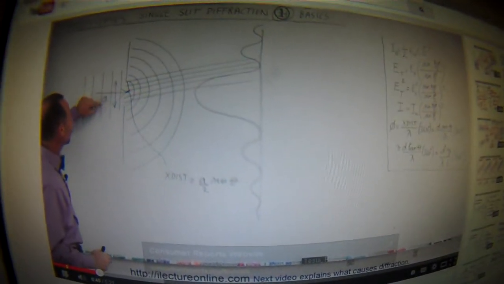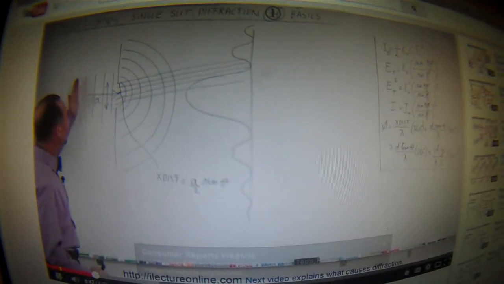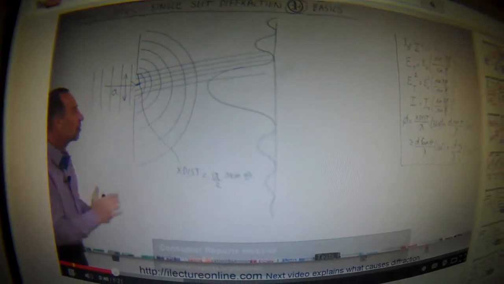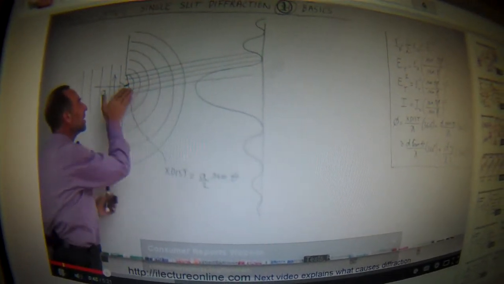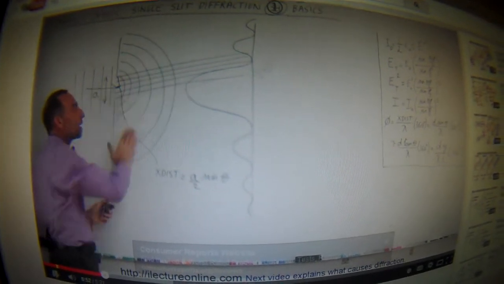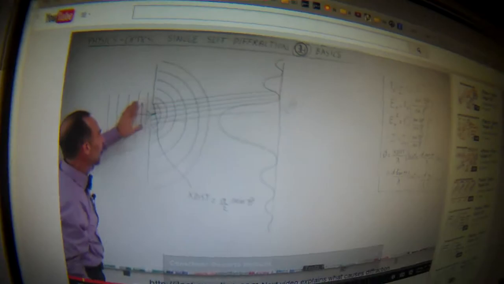The width of the slit is equal to A, and as light goes through the slit, and if the wavelengths of the light are similar in size to the width of the slit, then the waves, the energy of the waves will diffract or bend around the opening of the slit.